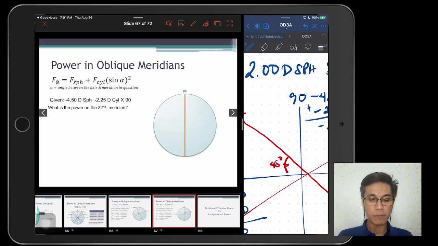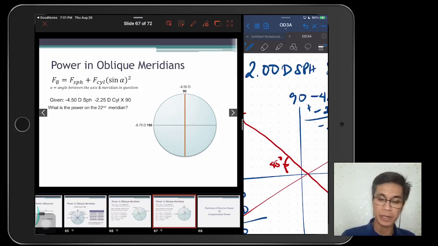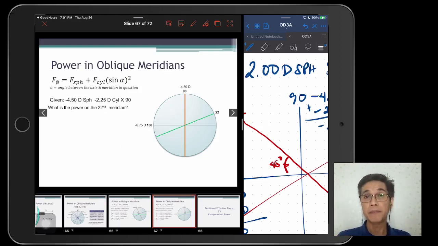So, meron tayong dalawang meridians, 90 and 180. So, these are the two principal meridians that we have. And those are the total power that we have on those principal meridians. Next, what is our meridian in question? And that will be the 22nd meridian.